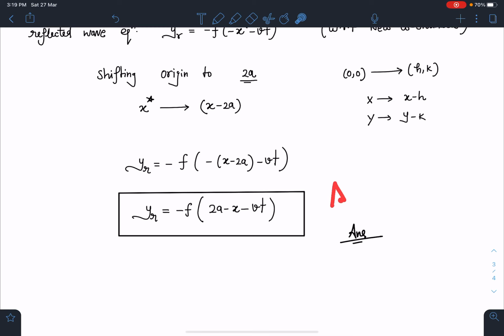Please remember, we will not take a phase difference of pi. That is valid for sinusoidal waves, and a phase of pi is actually the inverted shape. So that's how these equations are written.